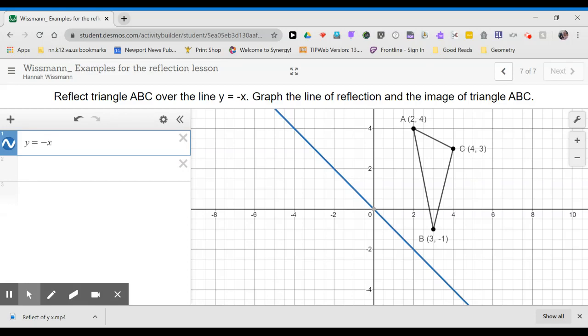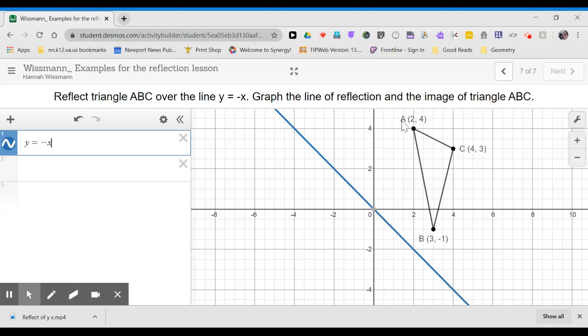The next thing I'm going to do is refer back to my cheat sheet that had all of those shortcuts and rules we could use for reflecting. And on that sheet, it says that for y equals negative x, I have to switch my x and my y value and change the sign.